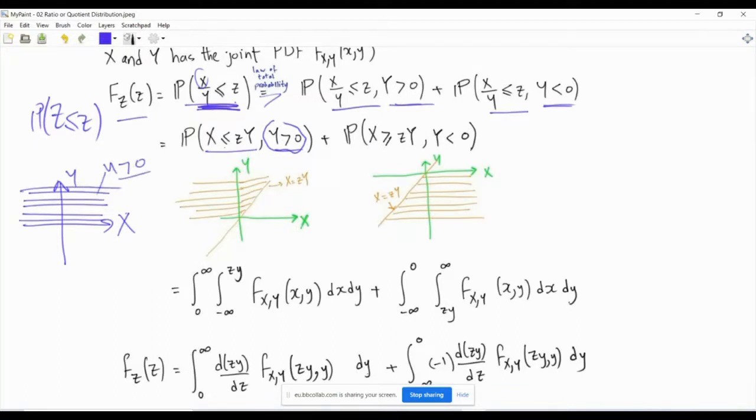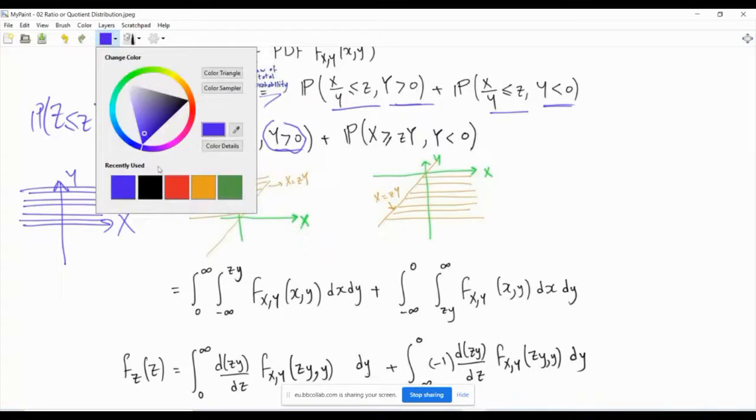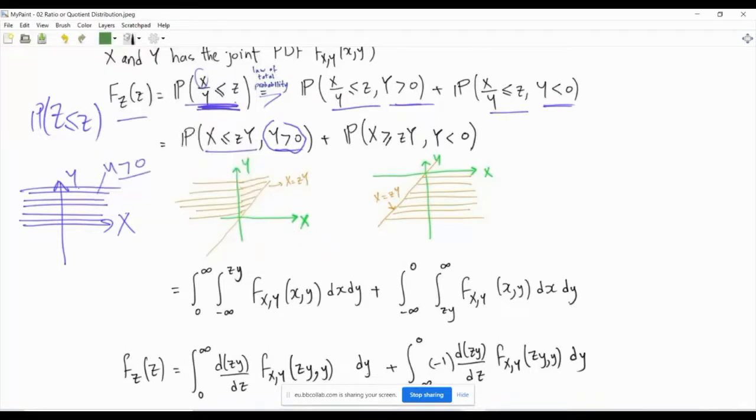But it's not the only thing. We also have that X is less than or equal to zY. Z can be positive or negative; you can draw it either way and you will get the correct result. If you assume that small z is positive, then X is less than or equal to zY. Draw the line X equal to zY. This will be a line like this, whose equation is X equal to zY.